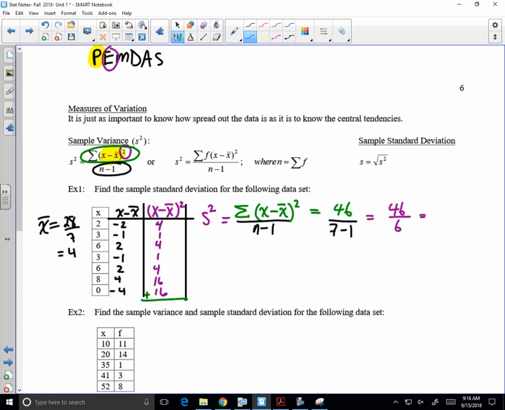It's the reduced form, because that's ultimately, or essentially, not what we're looking for. I don't know what the right word is there. Sample standard deviation is the square root of s squared. So s would be equal to the square root of 23 over 3.